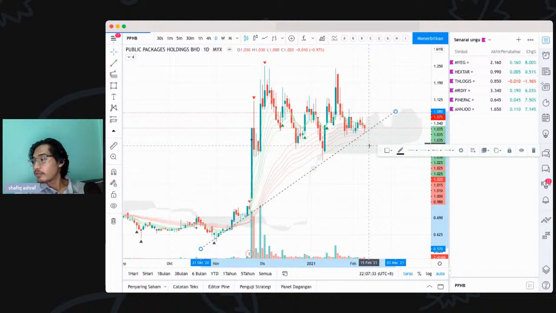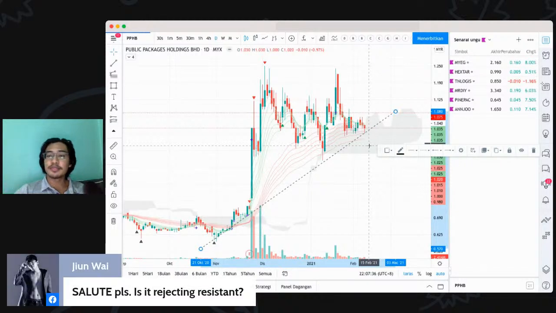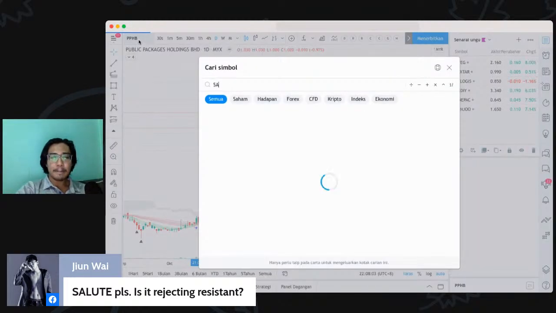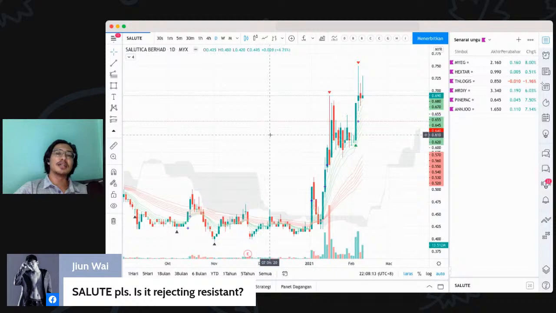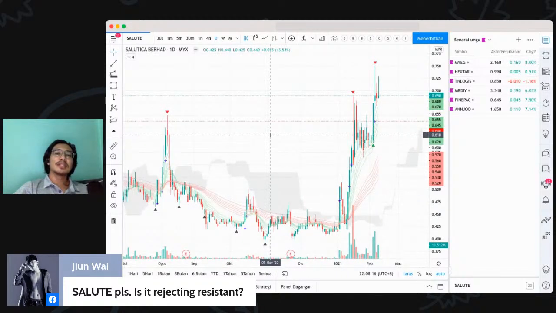Right. So look at Salute. Okay. Sorry, it's already 10 p.m. Oh, already 10 p.m. Is my clock correct or not? Because we just went 1 hour and 15 minutes. Oh yeah, we started at 9, right? Sorry. Okay, let's look at Salute. Okay, for Salutica.